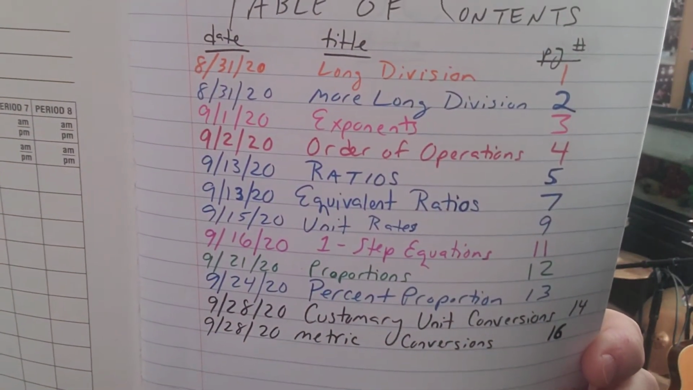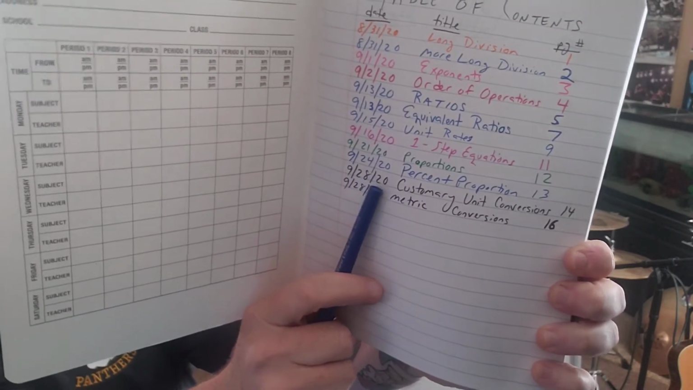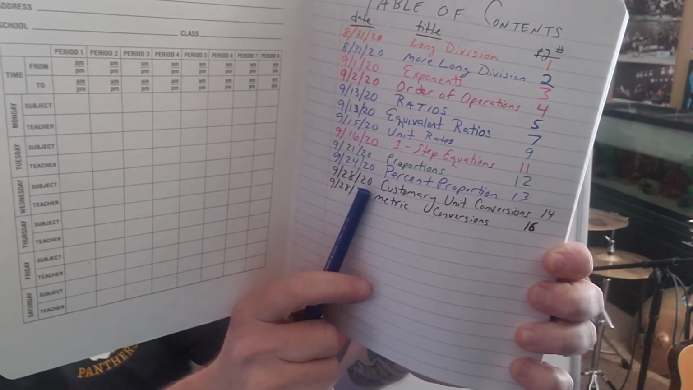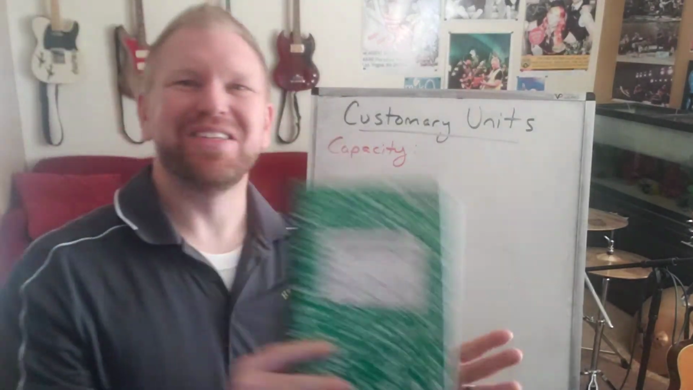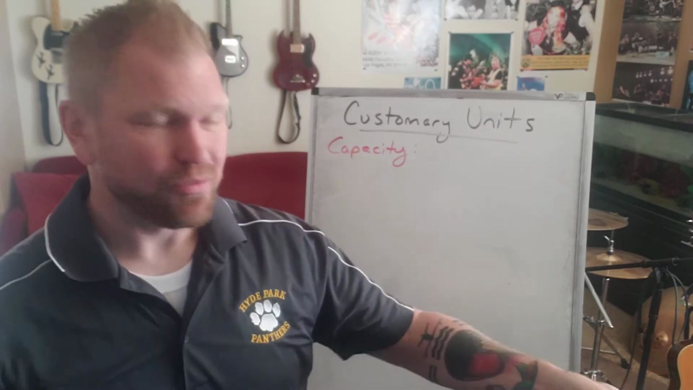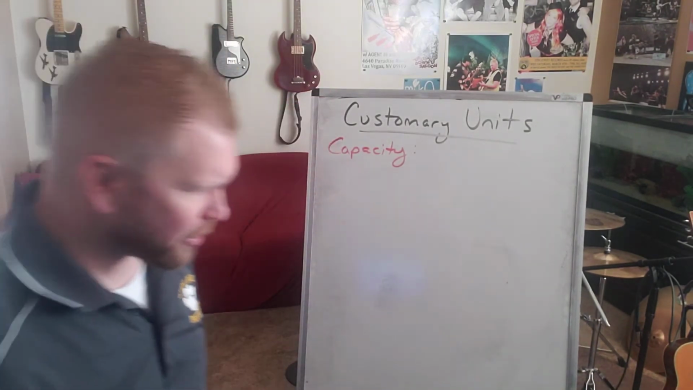and customary unit conversions. You can see for me, this is actually my second to most recent one right there. So customary unit conversions, the date, the period number, page number, sorry. Get the page number, the title, everything there. Go to whatever page you're on. When you get to that page, write down customary units. We'll start with units of capacity.